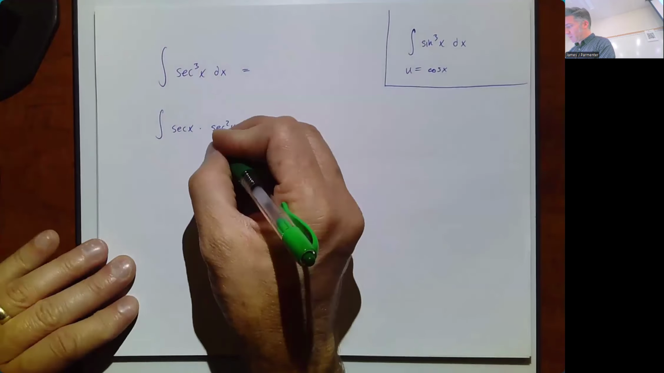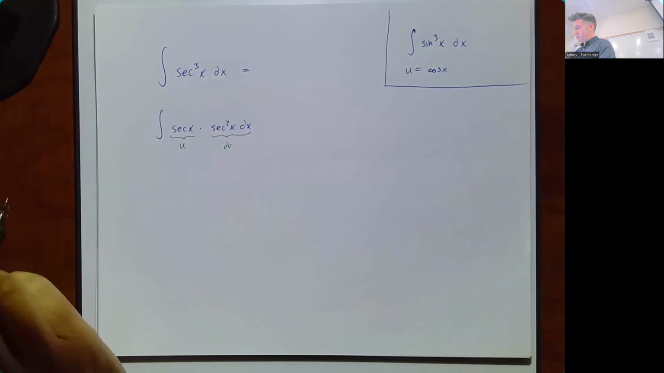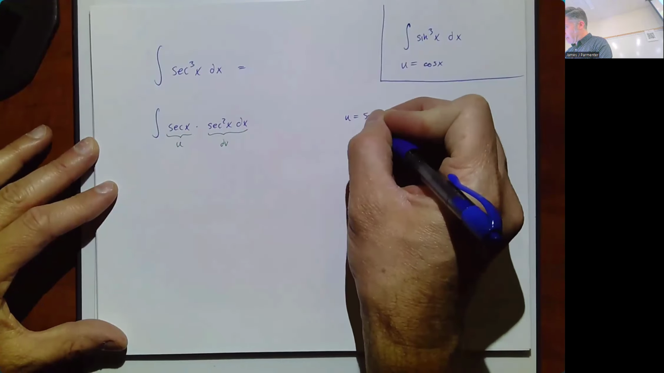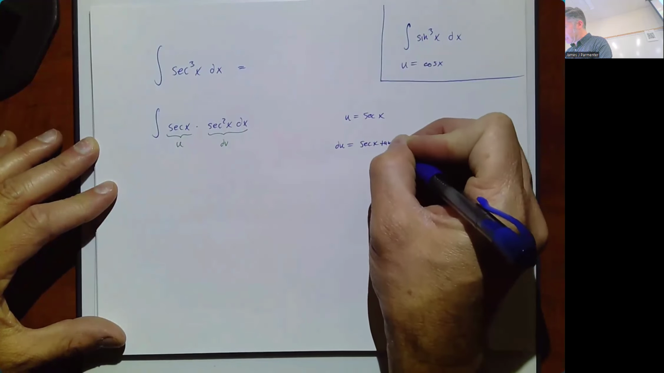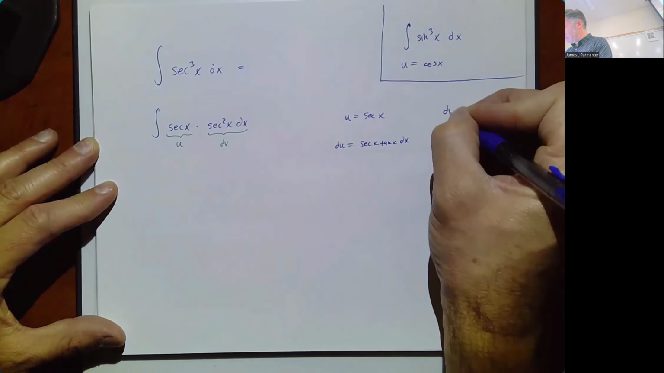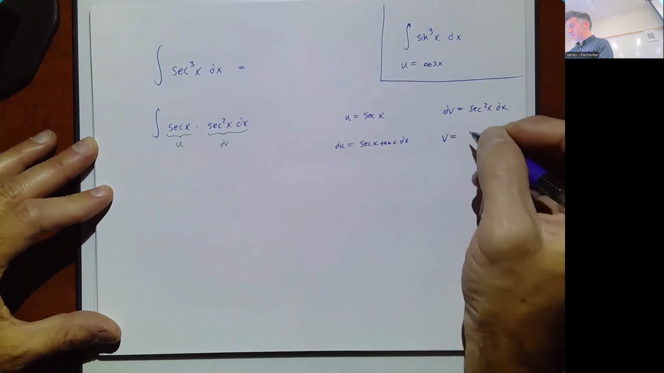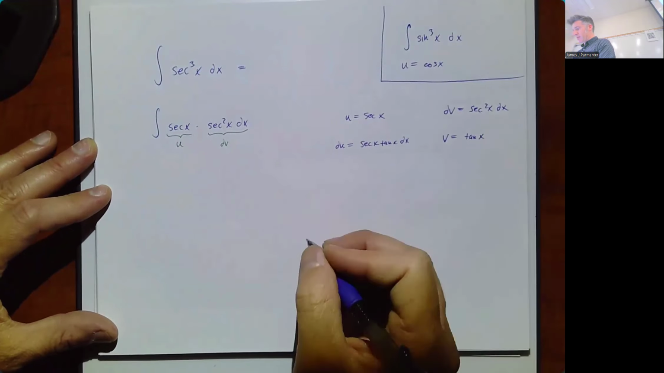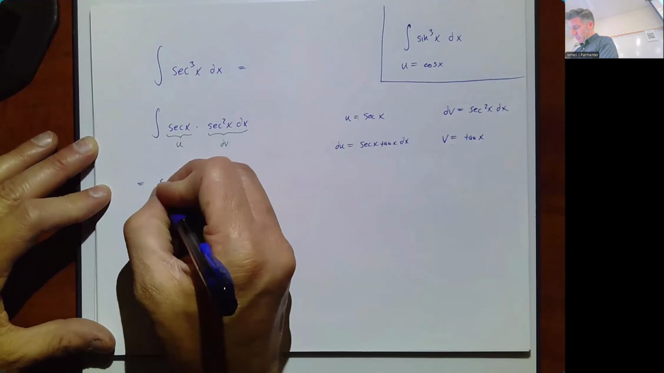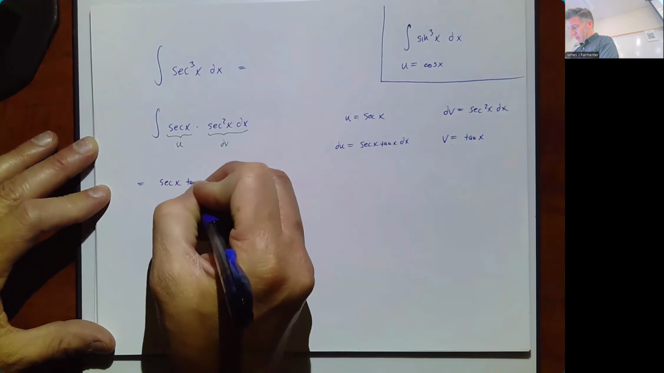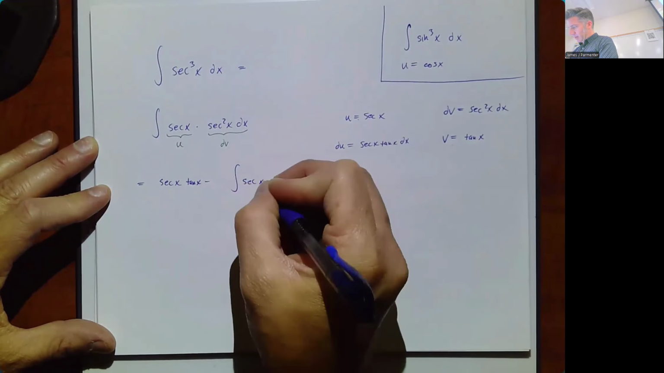So this is going to be my choice for dv, and this is going to be my choice for u. So u is equal to secant of x. My du is going to be secant x tangent x dx. My dv is going to be secant squared x dx. And my antiderivative of secant squared is tangent of x. And then we're going to rewrite this. We're going to get u times v, secant x times tangent x, minus the integral of v du, secant x times tangent x.